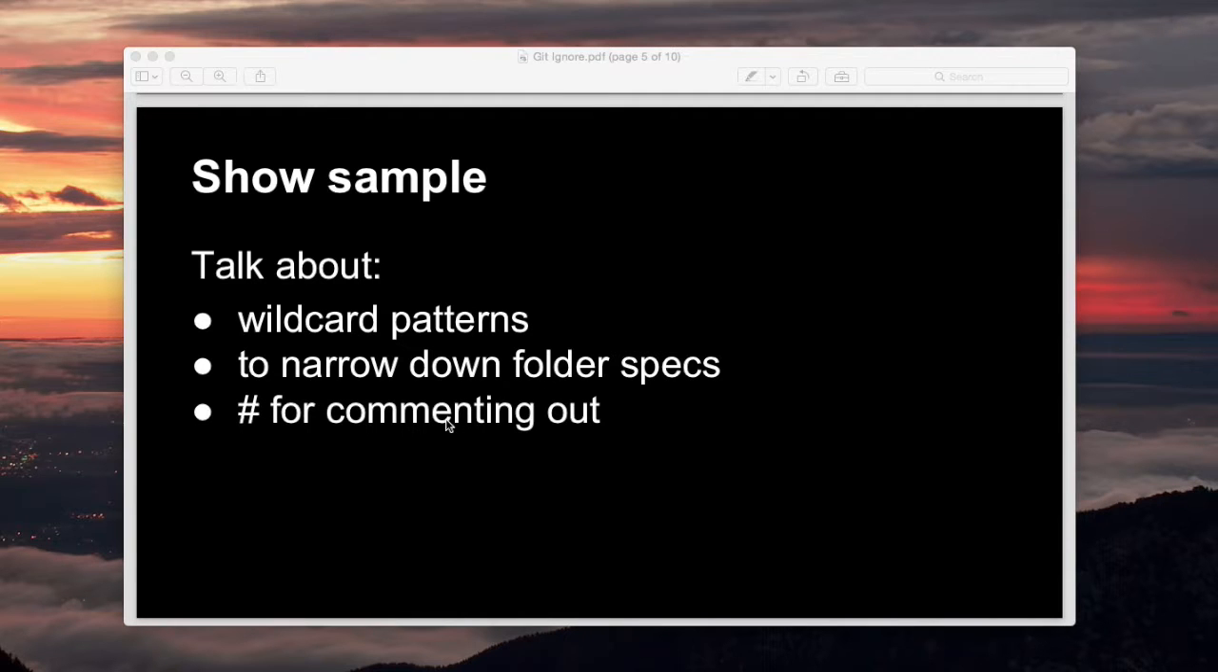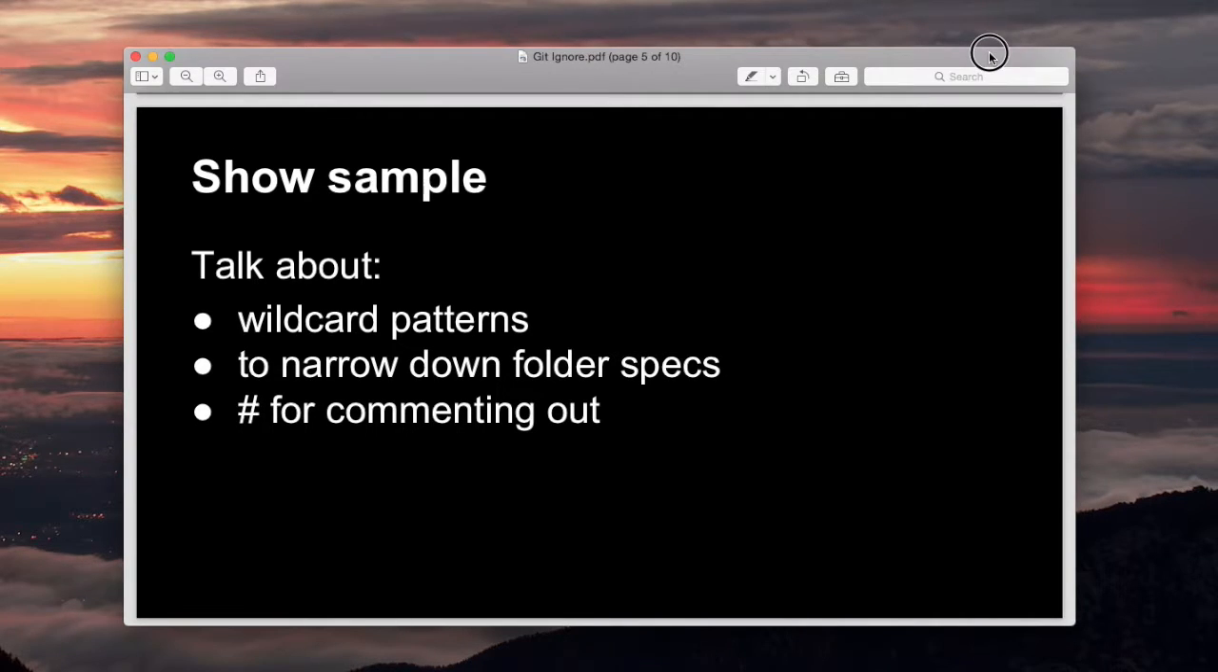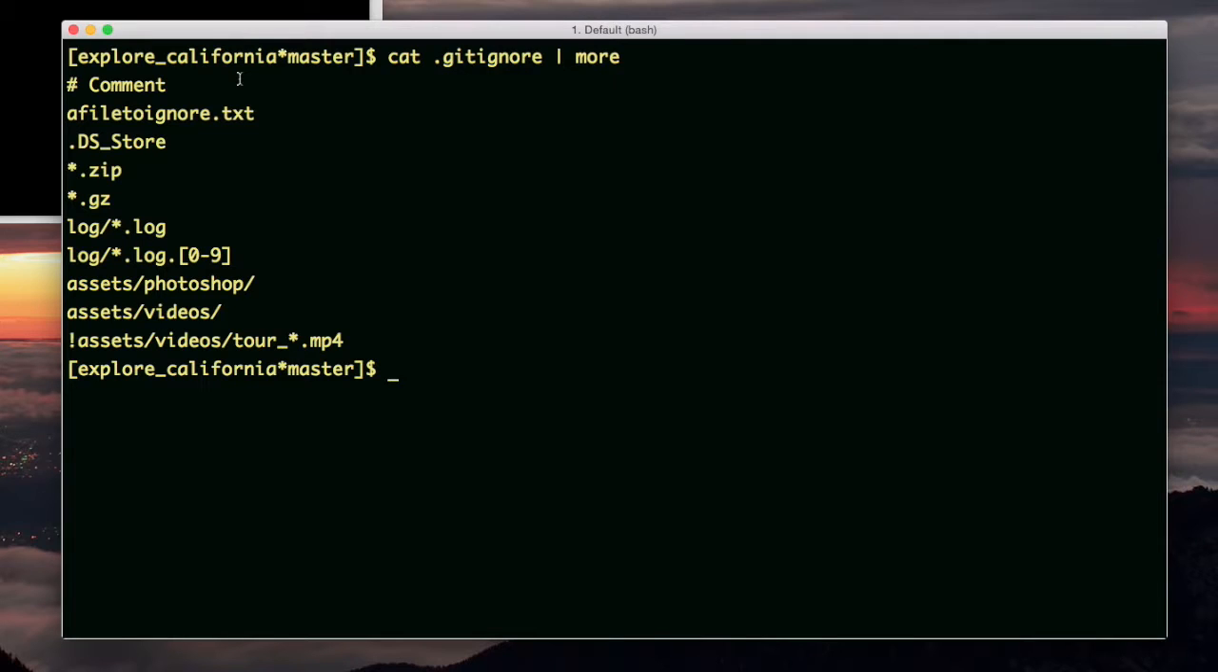Now I'm going to show you the gitignore sample that I have, and I'm going to talk about those three things. Wildcards, wildcard patterns. See this? That's a wildcard pattern. It uses the asterisk to specify that all zip files should be ignored. Also, all gzip files should be ignored. Now here, I have a log folder, but I'm using a wildcard pattern to narrow down what is going to be ignored. For example, let's say I have a script in the log folder, I don't want that script to be ignored from my repository, so that's why I have this wildcard pattern.